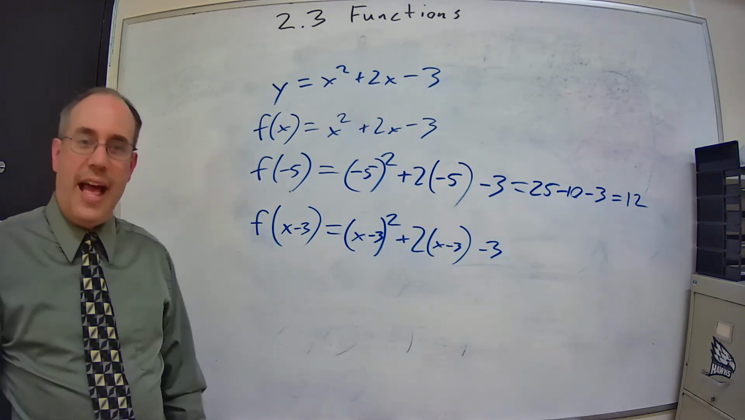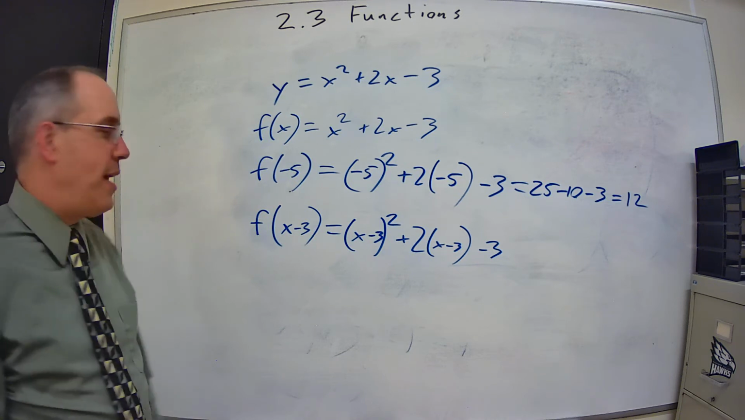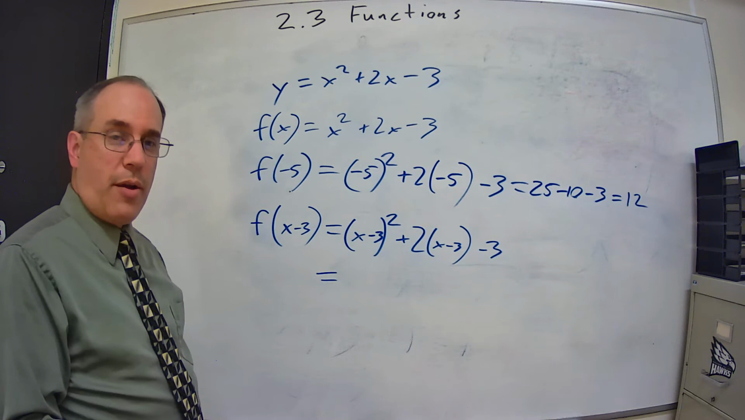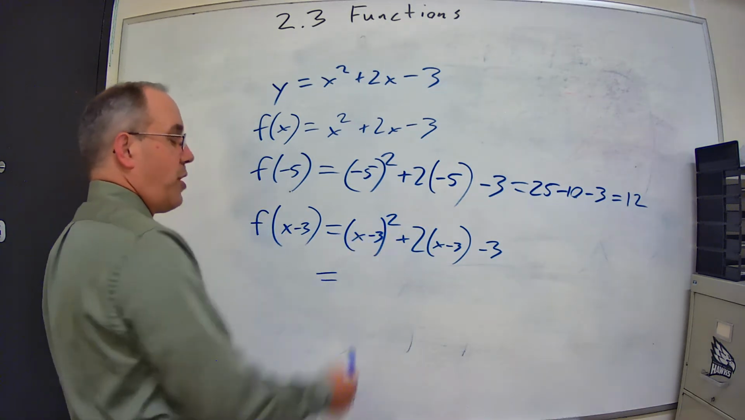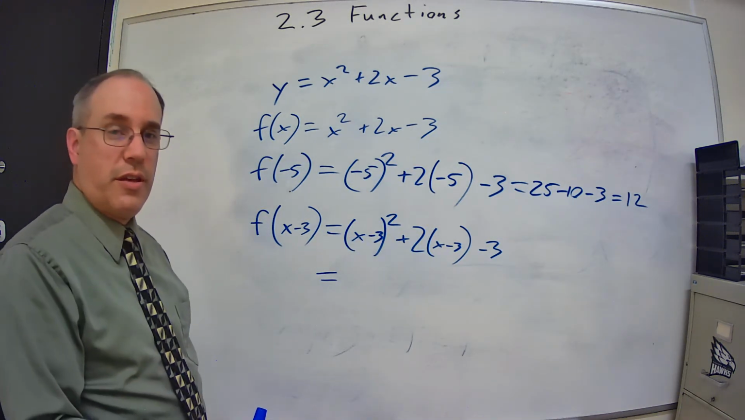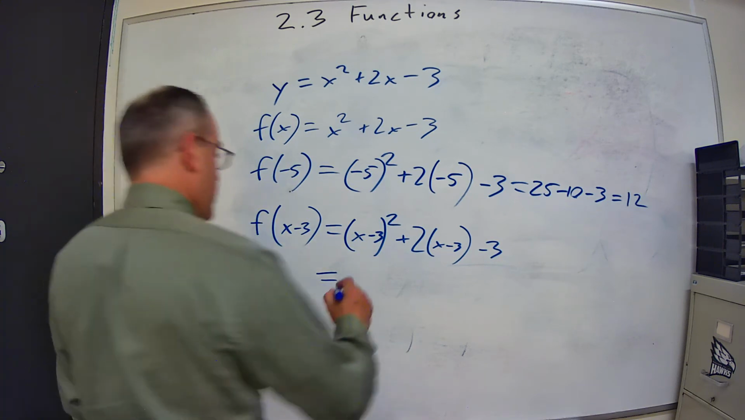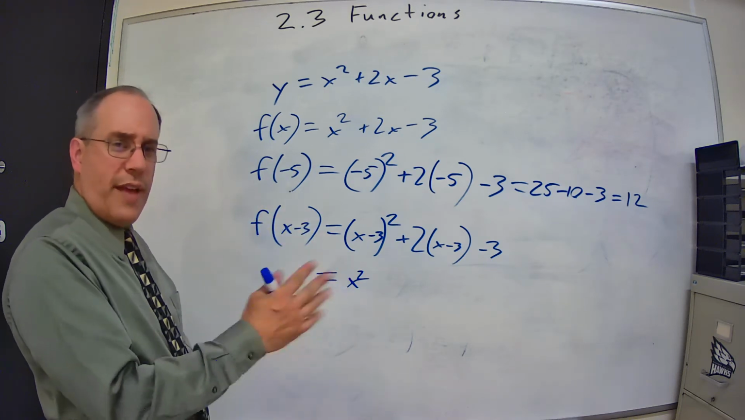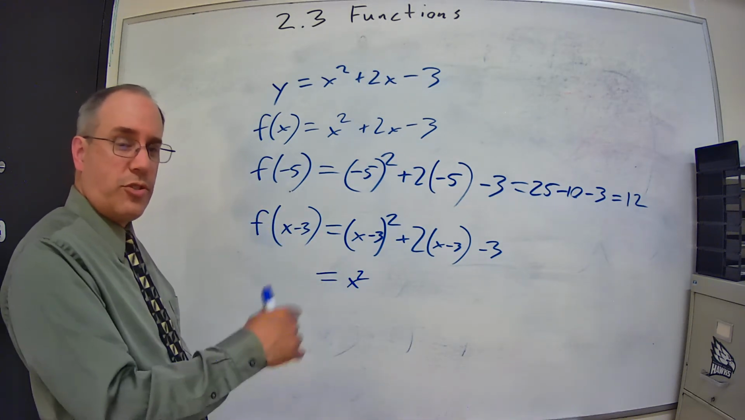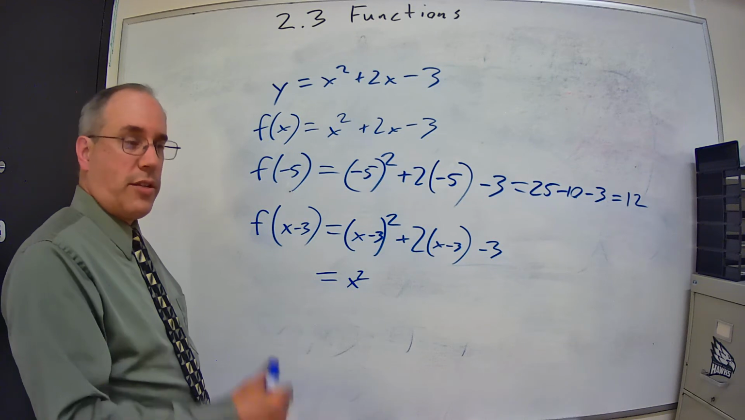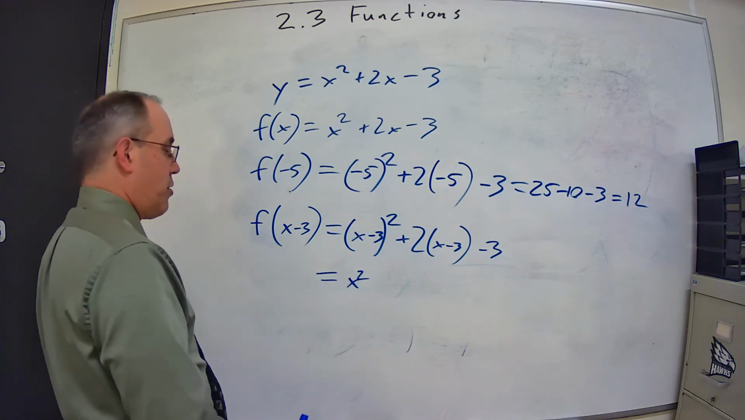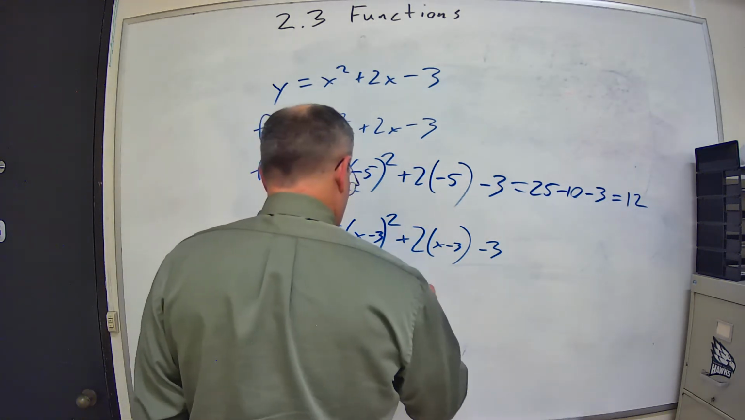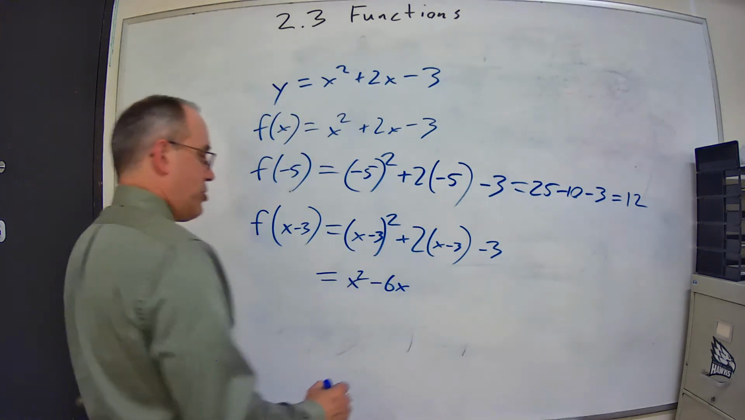Now we may leave it like that, but we probably want to simplify it somewhat. Remember, x minus 3 squared is the square of a difference. If I have the square of x minus y, it's x squared minus 2xy plus y squared. So I can square the first term, x squared, double the product of these, so minus 6x, square the last term, plus 9.